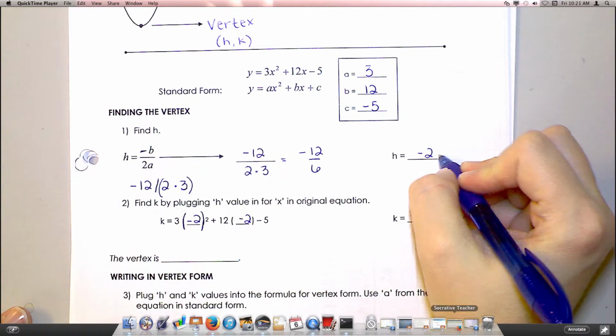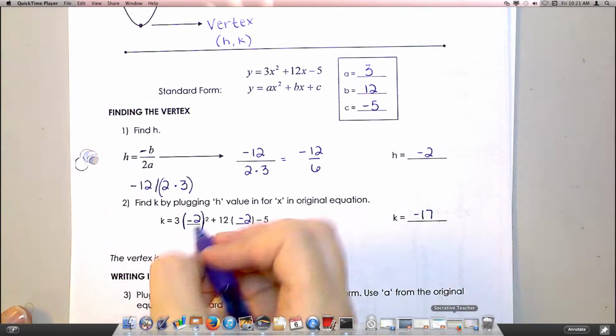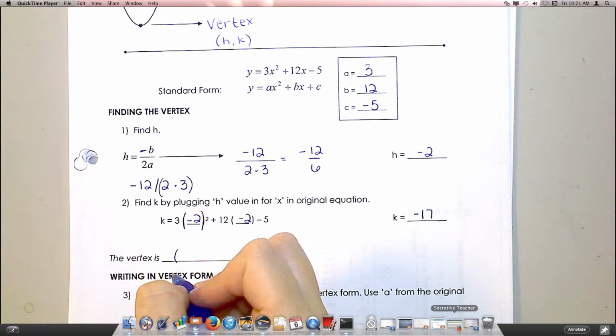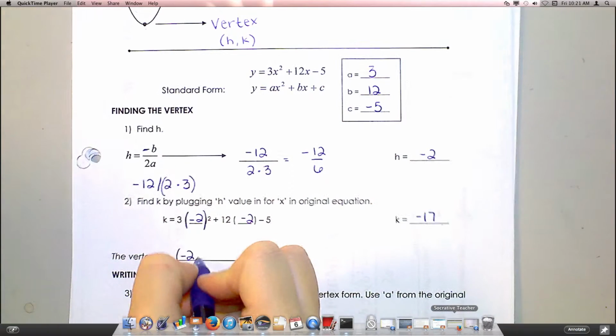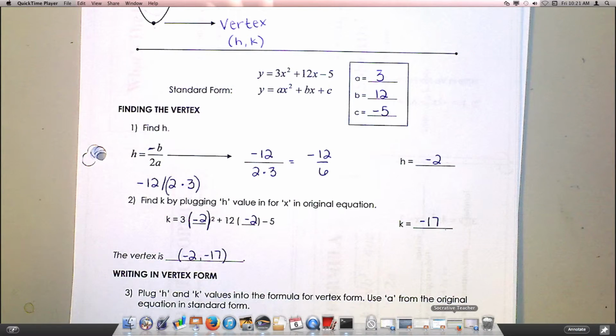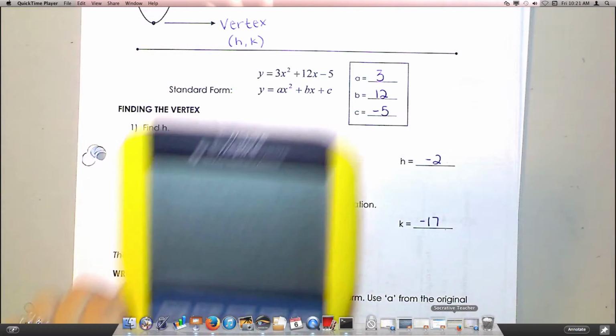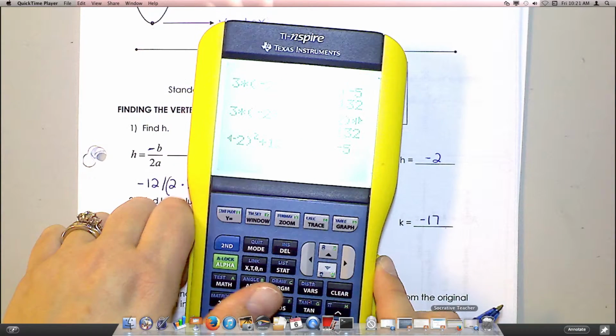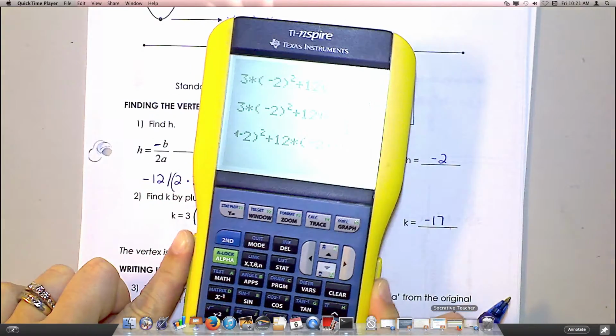By the way, this then means if I have h and k, my vertex would be negative 2, negative 17. Okay, I'll look at yours in just a second. I'm going to show this off real quick. Okay, because this is another common error.